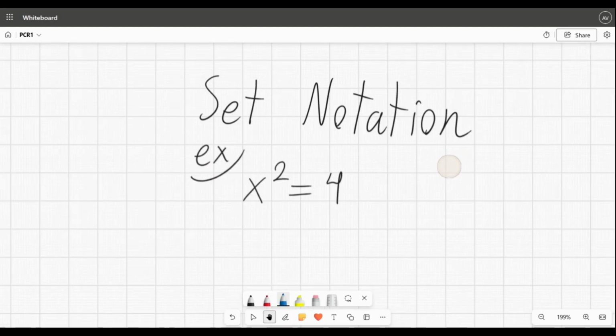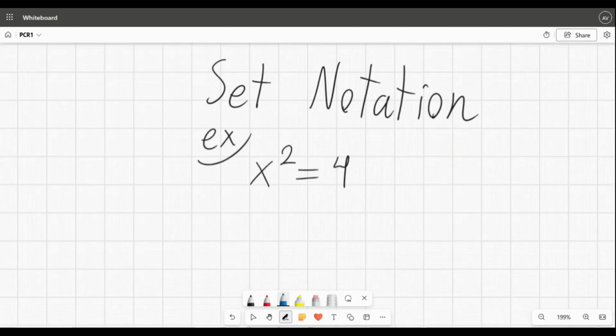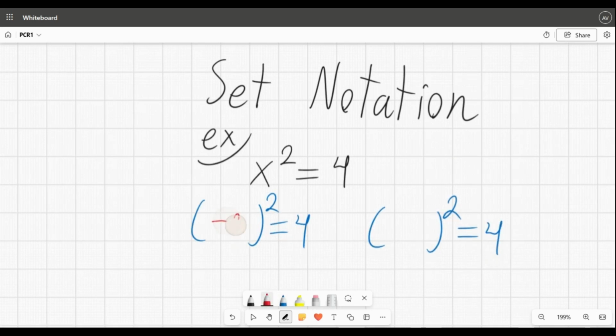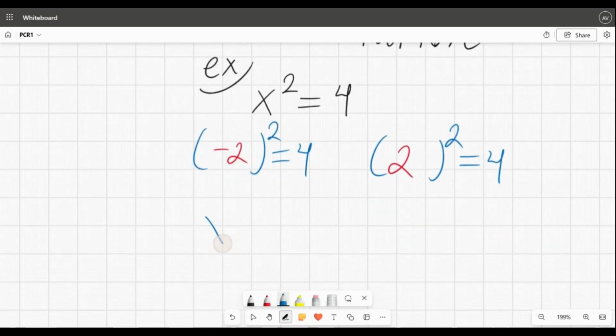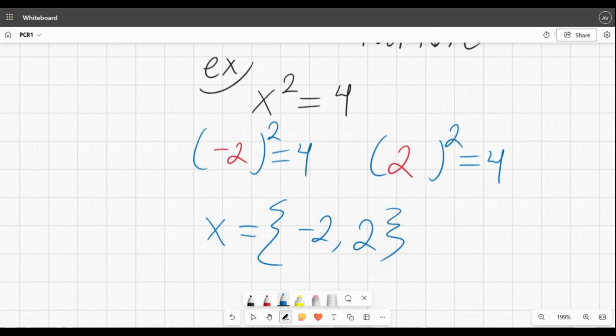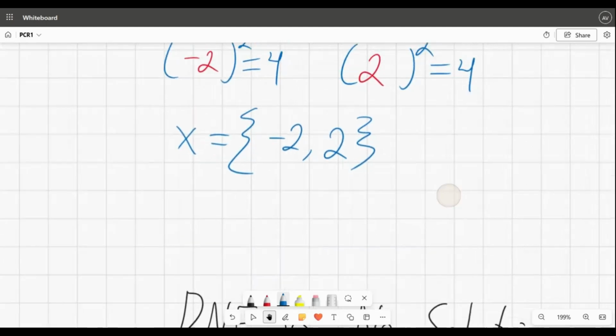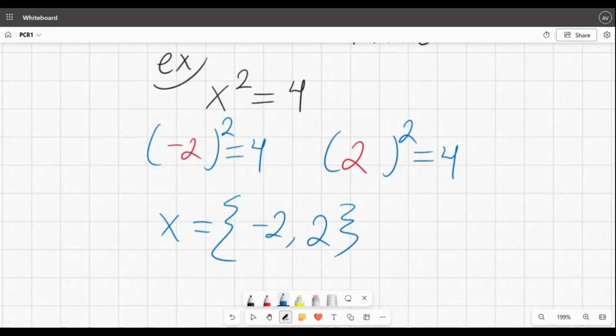So first is set notation. So as we see here, we have an equation, x squared equals 4. Now as we see, there are two solutions. That's -2 and +2. And so this is perfectly fine. However, the more technically official way to do it is to use curly braces around your solution, because it's a list of numbers, or a set. This isn't too important, it's just more formal.